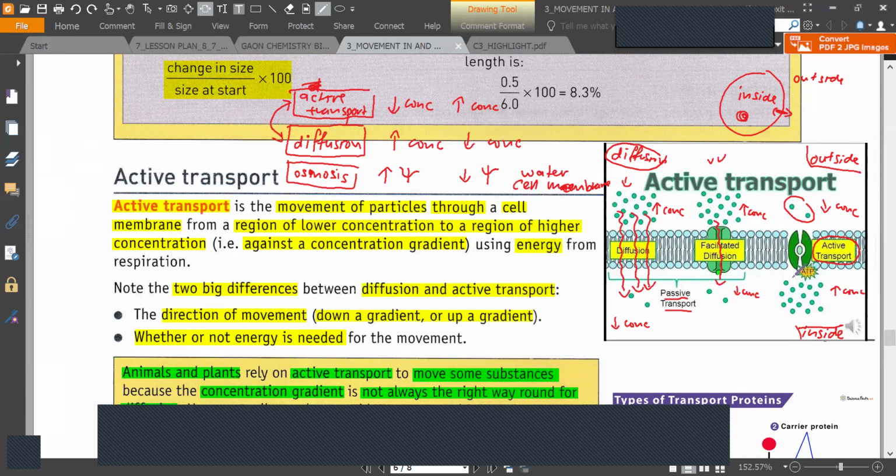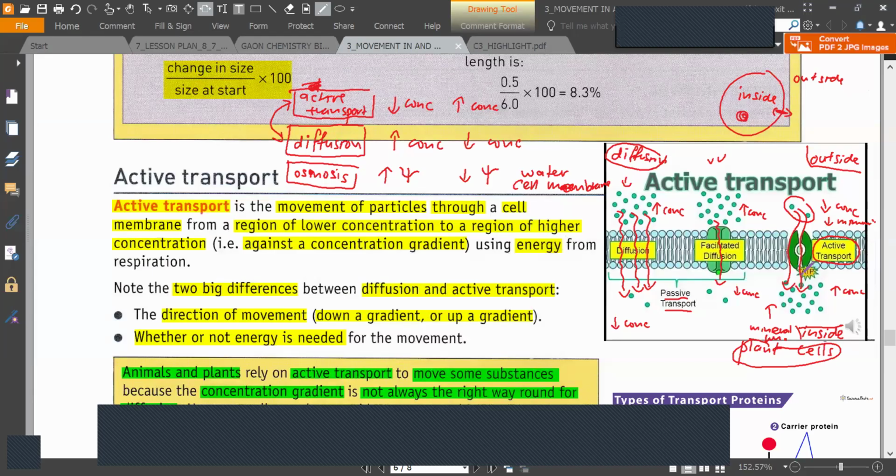So let's say this is a plant cell. Inside the cell, we have high mineral ions. Outside, we have low mineral ions, but as a plant cell, I still want more mineral ions. So in this case, even if the diffusion cannot happen, I will bring in the substance by myself.